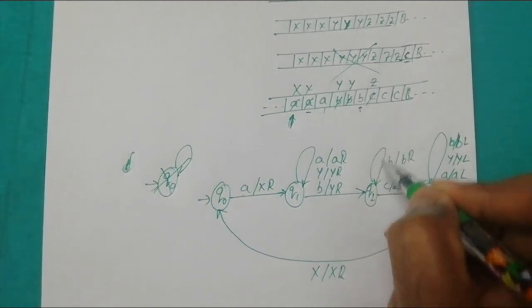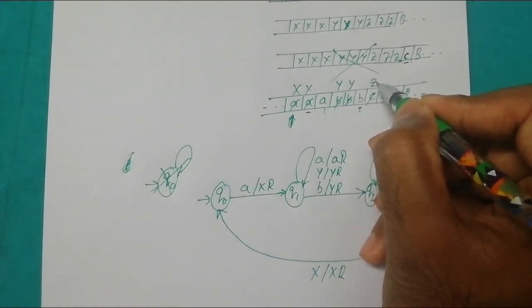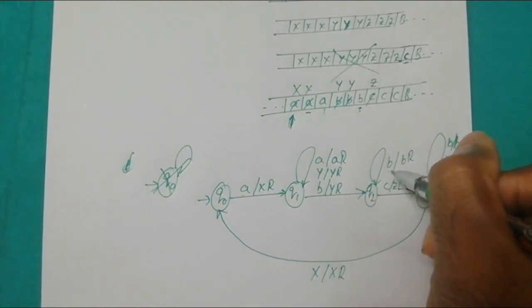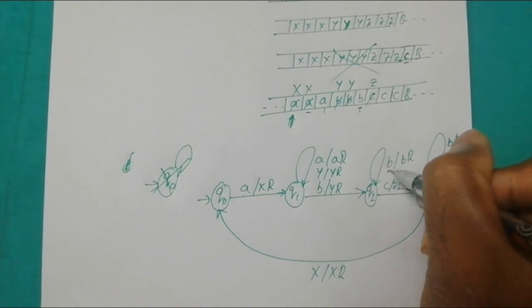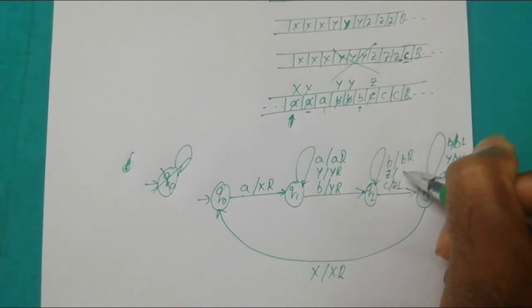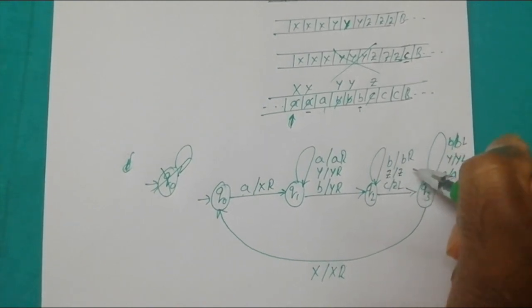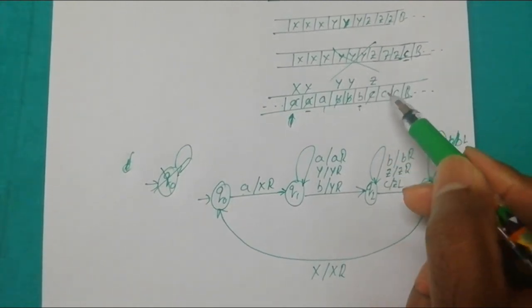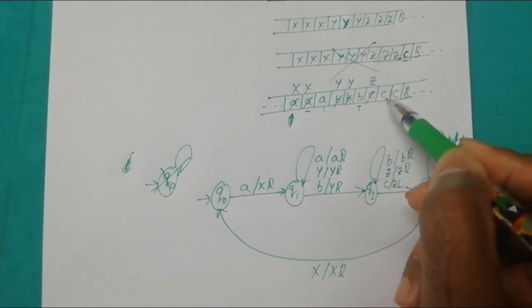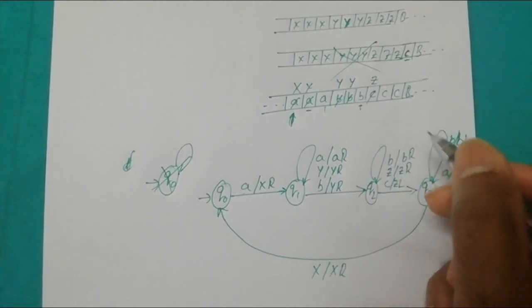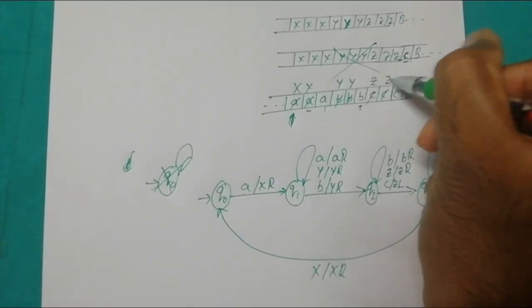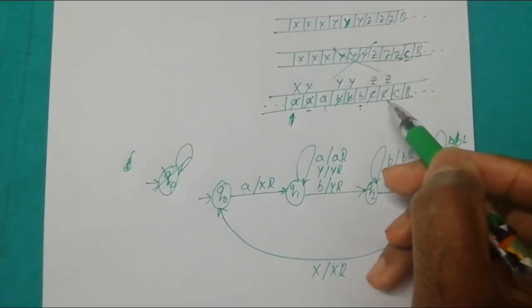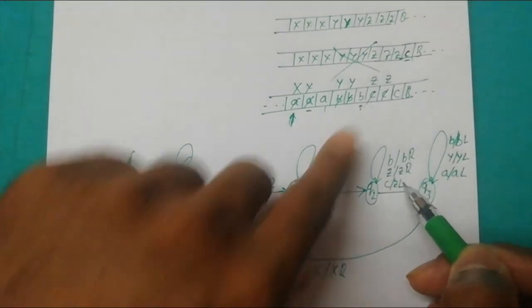Now Q2 will come across the newly added symbol Z. That is not there in the previous transitions. So we have to define the transition for Z. We just keep that symbol as it is and we move one cell to the right. Then Q2 will come across the input symbol C, which is nothing but the second C. It will be converted to Z and we just move one cell to the left.